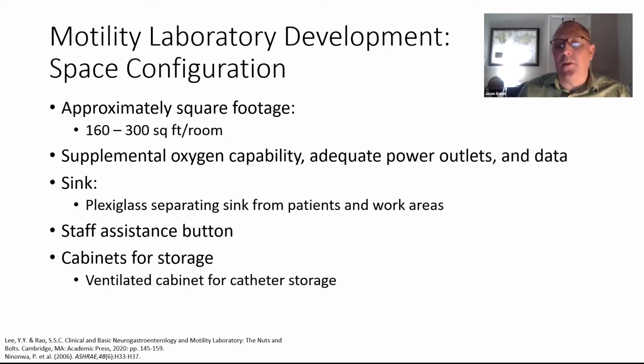As you've probably seen through the pandemic now, you walk into any place now, there's a plexiglass between you and the customer service person of the store you're in. But a similar type of thing is in a lab. You want this plexiglass separating the sink from other work areas, or where a patient catheter is going to go in, or paperwork, because of cross-contamination. You need staff assistance buttons, just in the rare chance there's an adverse event. Then you want ample cabinet storage, but some of the cabinets should be ventilated to allow the catheters to have ample drying capabilities.